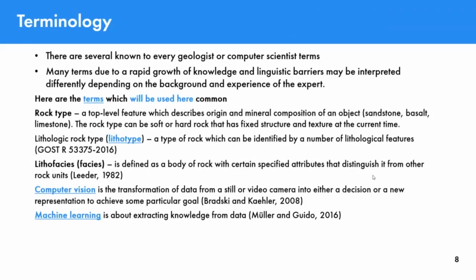The first problem for the researcher, which he can bump into, is the terminology, because almost each geologist and computer vision expert has their own opinion on the terminology. That's why we will use several main terms during this research. The first one is lithotype, which is a type of rock which can be identified by a number of lithological features. Computer vision, which is a transformation of data from a still or video camera into some kind of decision or a new representation to achieve some particular goal, and machine learning, which is about extracting knowledge from the data.